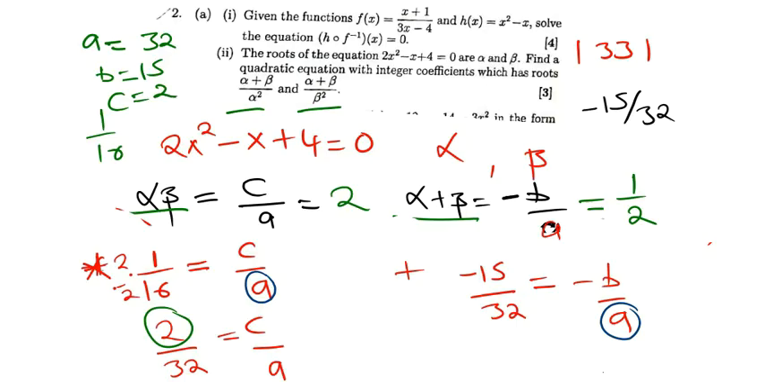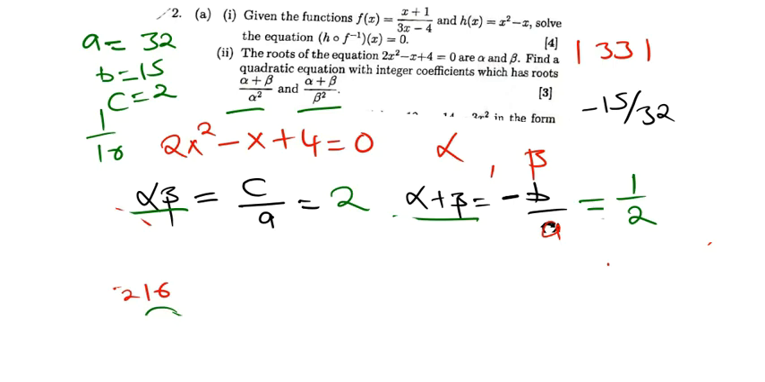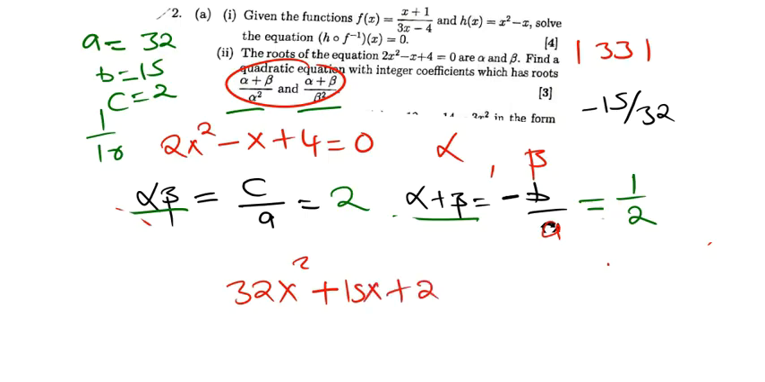So therefore, if I were to write down our equation with these roots, that would be 32x squared plus 15x plus 2. So that's how you handle question 2a. As simple as that sounds, right?